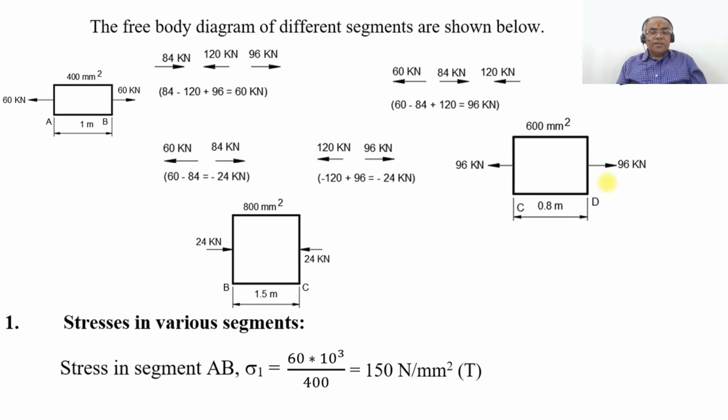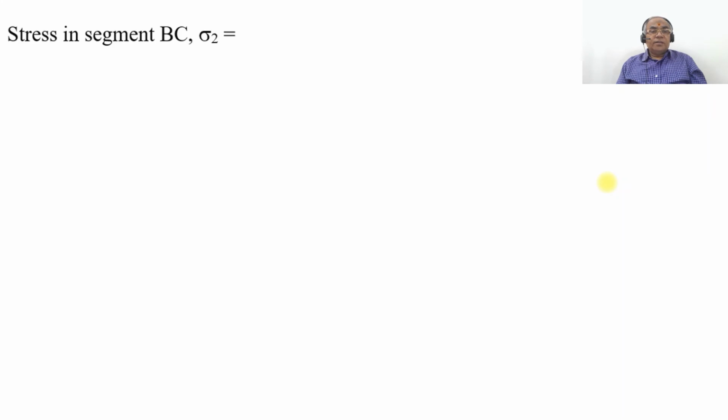Similarly, the stress in the segment BC should be compressive. So it will be compressive stress for 24 kilonewton. Sigma 2 is equal to P2 by A2, which is 24 into 10 to the power of 3 by 800, which is equal to 30 Newton per mm square, which is compressive stress.